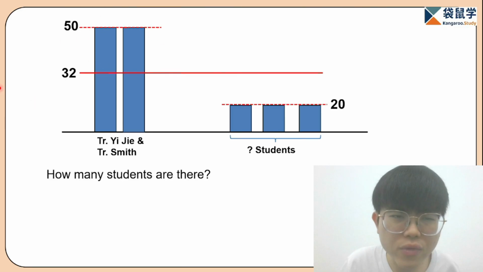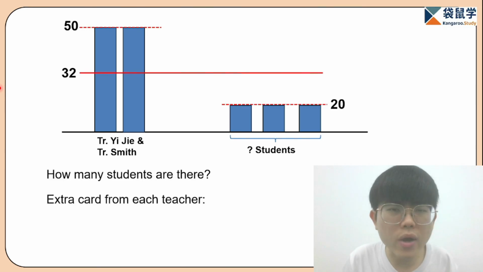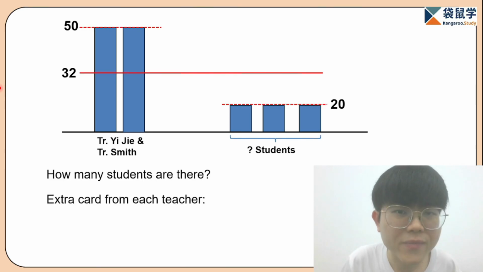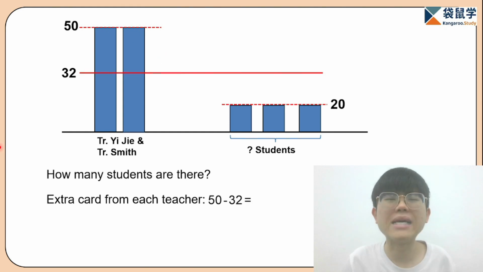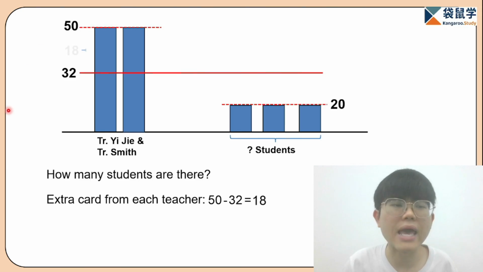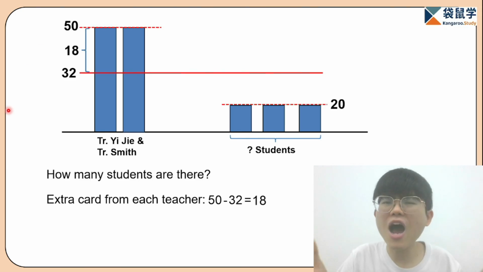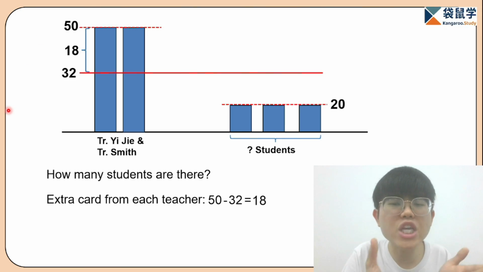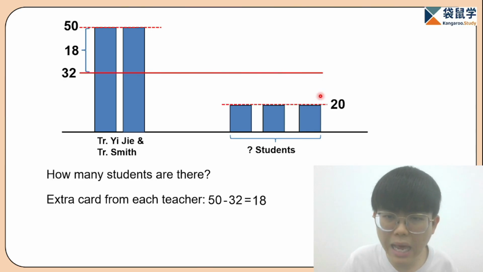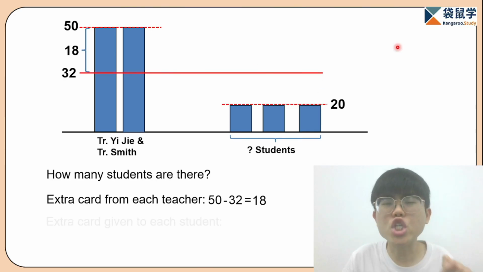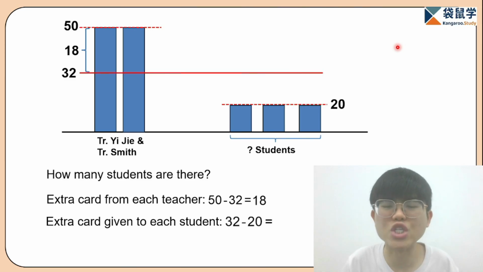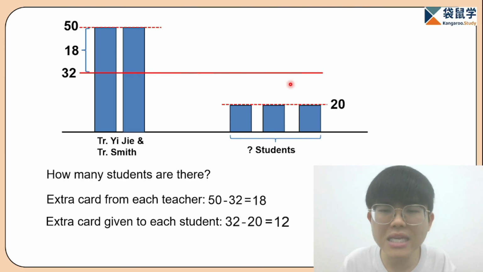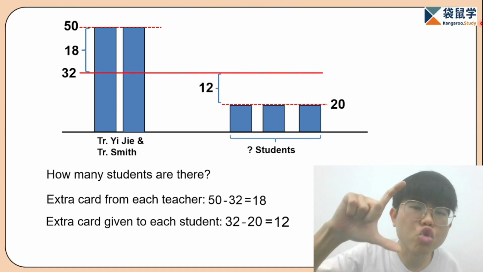So from this question, what is the extra reward card that I have to take from each teacher? We just have to find out this part right here, which is 50 minus 32, which is 18. So we say that this whole part is 18. Then, how many reward cards do I have to give to each of the students? That is the part that I want to find out. The part that is given to each student is 32 minus 20, which is 12 cards. So this area right here is 12.